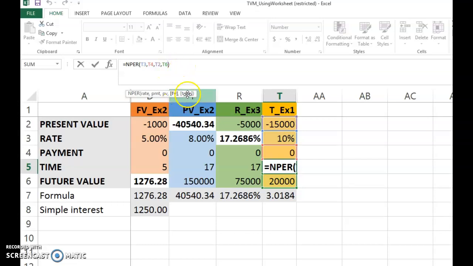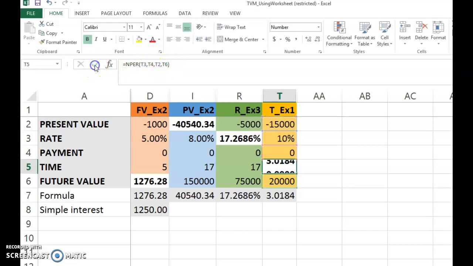Then you have type. Here I have ignored the type, so if you ignore it, the computer will assume that it is type 0, which means the cash flow occurs at the end of the period. If not, you can put a comma and just put 1, or you can ignore it. Alright, so this is the answer. Once you finish that, you close the bracket and you get this value, 3.0184, which is the same answer as we got earlier. So this is how you solve using the spreadsheet.